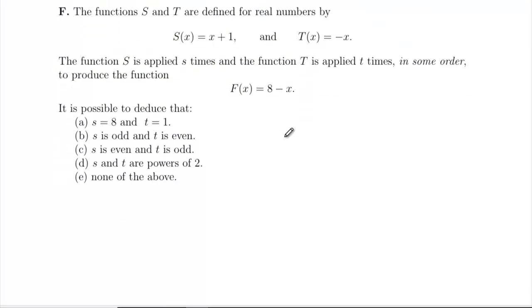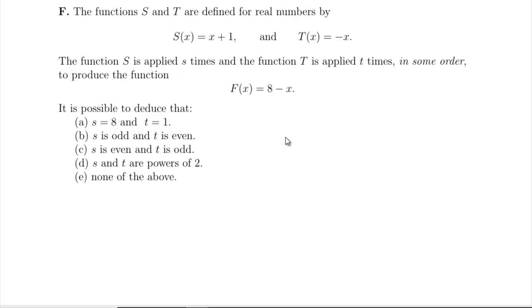Right, on to question F then. The functions s and t are defined for real numbers by s is that and t is that. Function s is applied s times, function t is applied t times in some order to produce that function. It's possible to deduce that what?